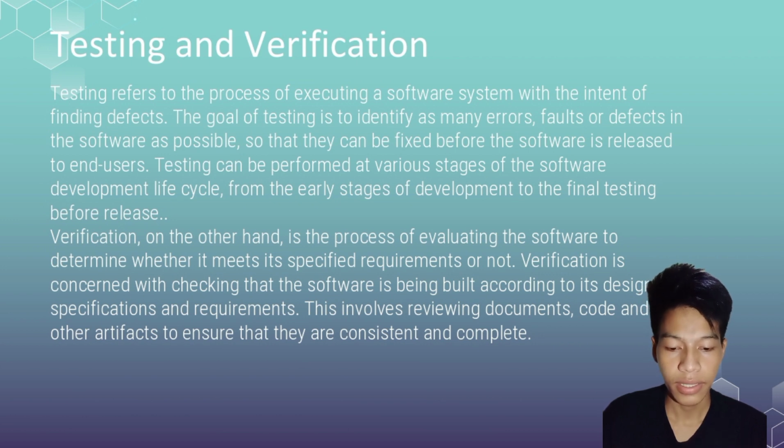Verification, on the other hand, is the process of evaluating the software to determine whether it meets its specified requirements or not. Verification is concerned with checking that the software is being built according to its design, specification, and requirements. This involves reviewing documents, code, and other artifacts to ensure that they are consistent and complete.